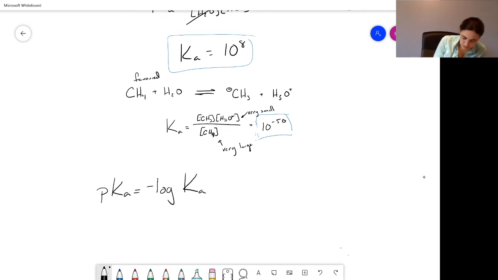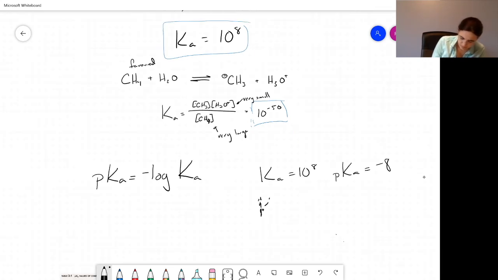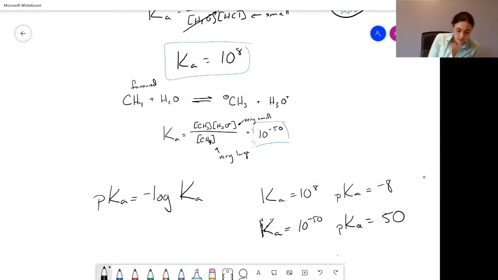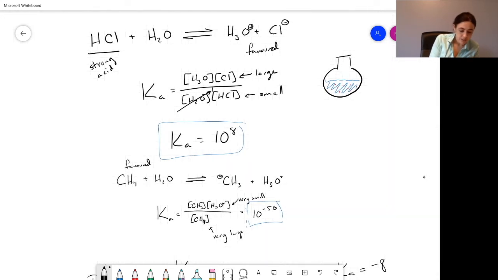So in this case, a Ka of 10 to the 8th would mean that the pKa is -8, and a Ka of 10 to the minus 50th would be a pKa of 50. All right, so notice here the very large pKa shows that methane is not being deprotonated. It wants to keep its proton and therefore is a very weak acid. Whereas a very low number or negative number suggests that HCl is a strong acid and is willing to give up that proton very readily.